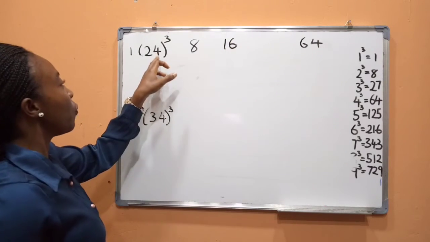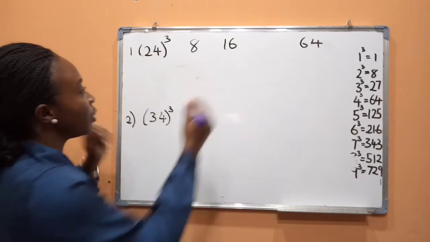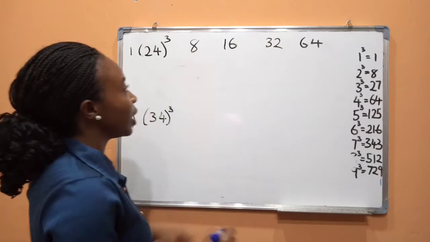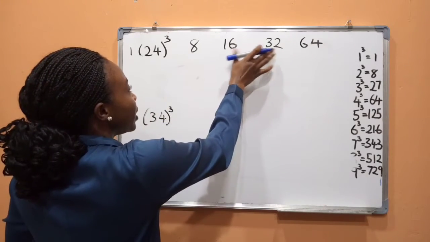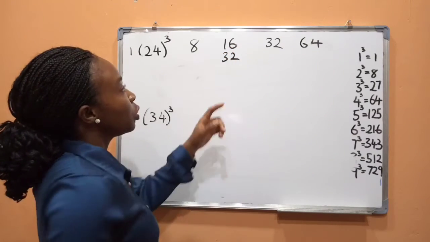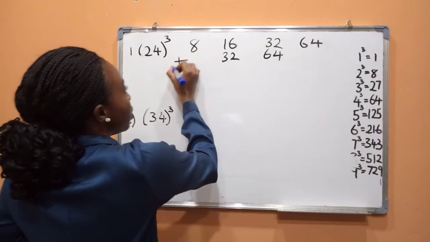Then what's the square of 4 times 2? The square of 4 is 16. 16 times 2 gives us 32. Now ignore the first and the last answer and use 2 to multiply the second and the third. 2 times 16 gives us 32. 2 times 32 gives us 64. Then we sum it up.